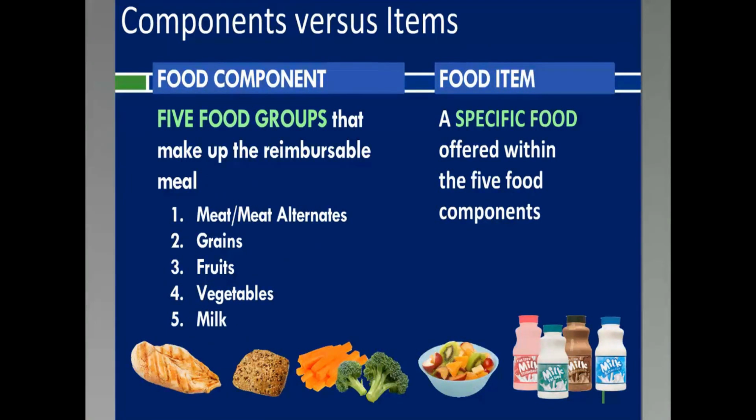Food components versus food items. There are 5 food groups that make up the reimbursable meal. Our food components, as we know, are meats, meat alternatives, grains, fruits, vegetables, and milk. A food item is composed of 2 or more of our food components, such as a chicken patty sandwich would be a combination of grains and meats, and a burrito might have meat alternate, vegetables, and grains.